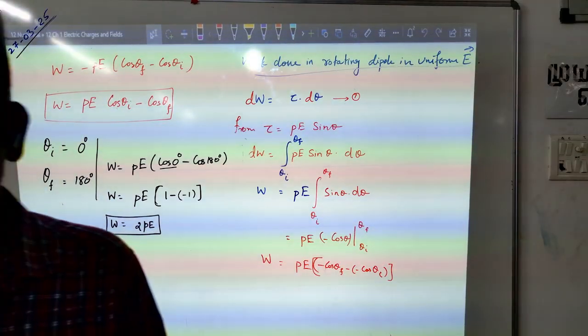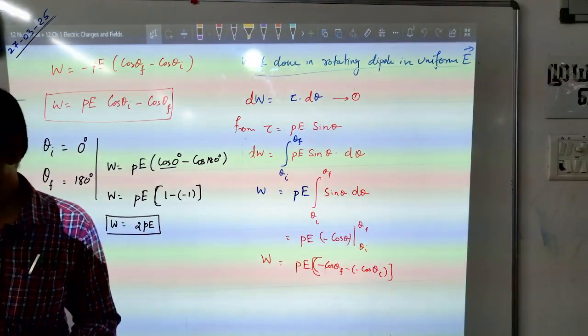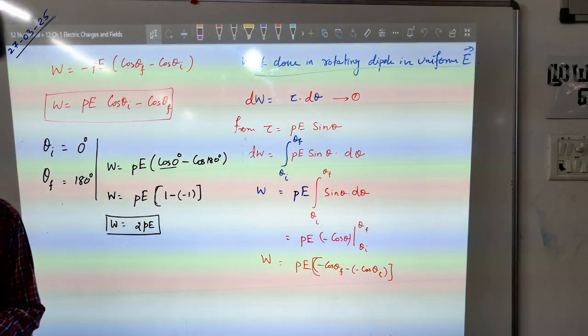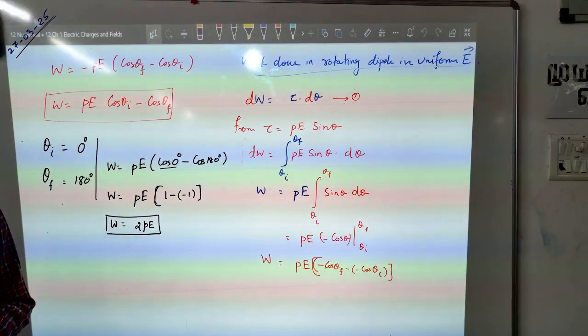Got it? The electric field itself will rotate. You don't have to do anything.